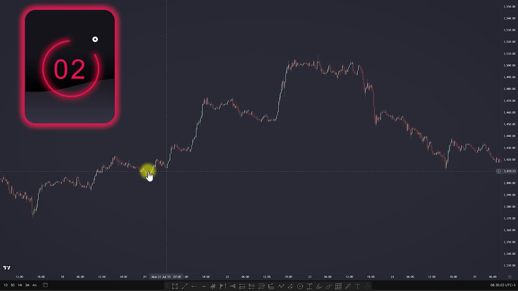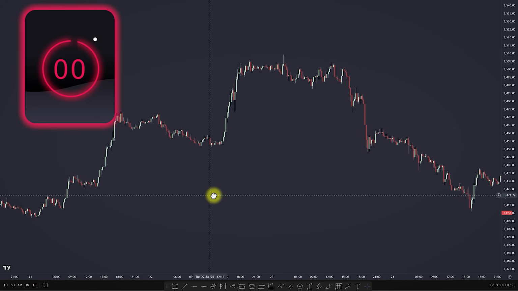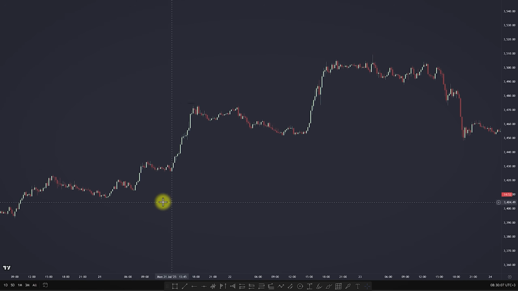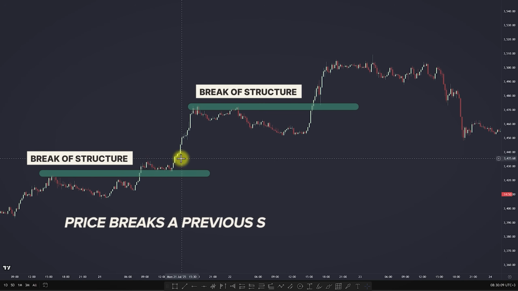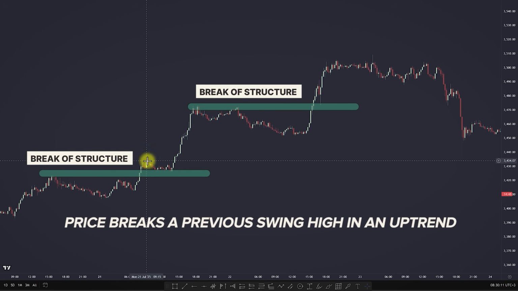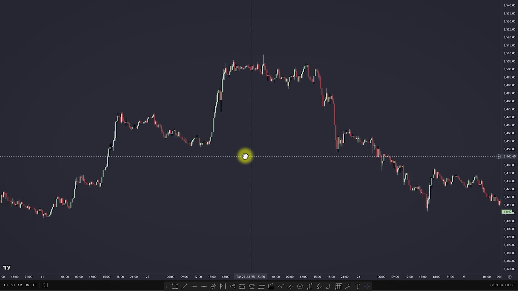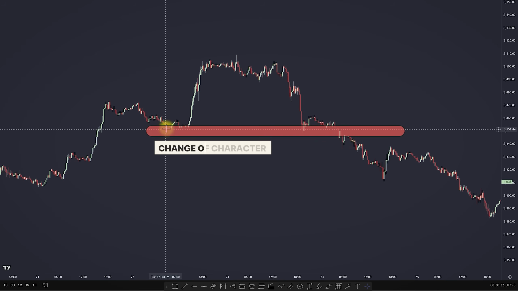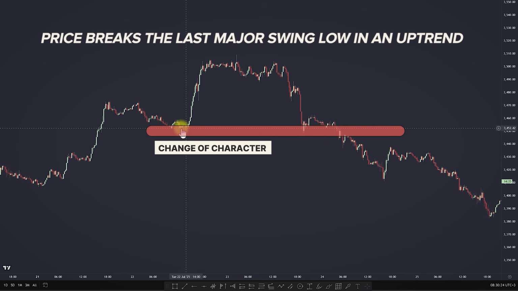Let me show you the two most important concepts you need to know. First is the break of structure. This is when price breaks a previous swing high in an uptrend. It's the market's way of saying the trend is still alive and kicking. Second is the change of character. This is when price breaks the last major swing low in an uptrend. It's the market's first warning sign that the trend might be in trouble.